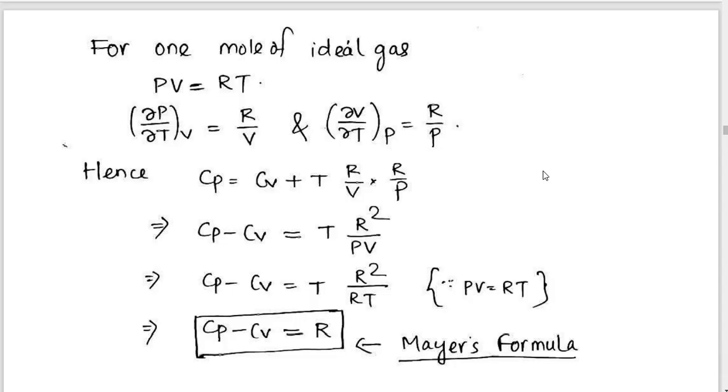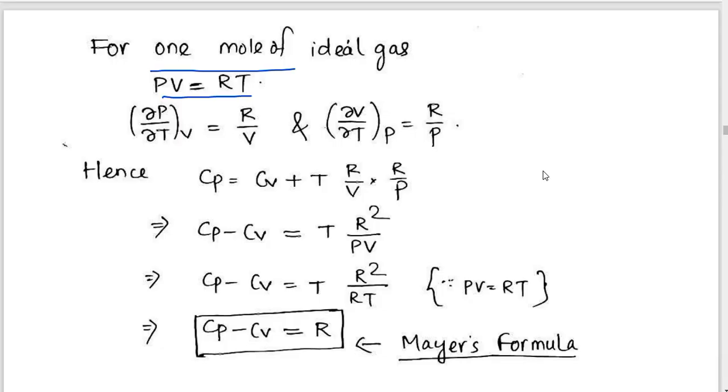Let's now consider 1 mole of ideal gas, PV equal to RT. Actually, the ideal gas equation is PV is equal to nRT, where P is the pressure, V is the volume, n is the number of moles, R is the gas constant, and T the temperature. For 1 mole of gas, n equal to 1, so the equation will be PV equal to RT.